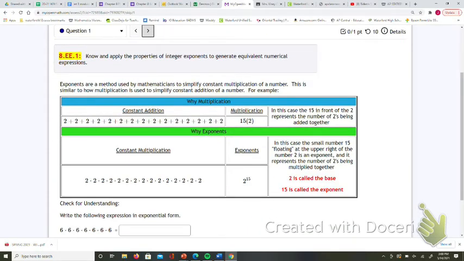So this unit, we are going to be talking about something new that's called exponents. Exponents are a method used by mathematicians to simplify constant multiplication of a number. This is similar to how multiplication is used to simplify constant addition of a number. As an example, you'll notice that we have 2 plus 2 plus 2 plus 2 plus 2 plus 2, 15 times. If we write it as multiplication, it's 15 times 2. In this case, the 15 in front of the 2 represents the number of 2's that are being added together. So it's 2 plus 2 plus 2 plus 2, 15 times.